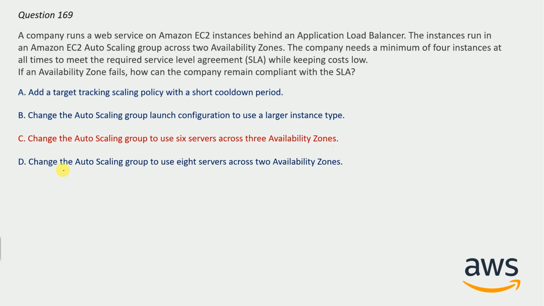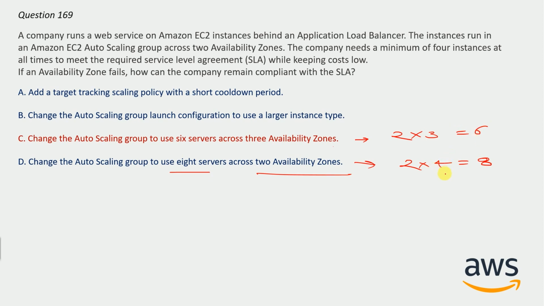And you must have guessed that change the auto scaling group to use 8 servers across 2 availability zones, and that will also work. There is no issue in this. But the issue is that if you are using 4 servers across 2 availability zones, it will be equal to 8 instances. And in this case, there will be 3 availability zones and 2 instances in each. It will be equal to 6.